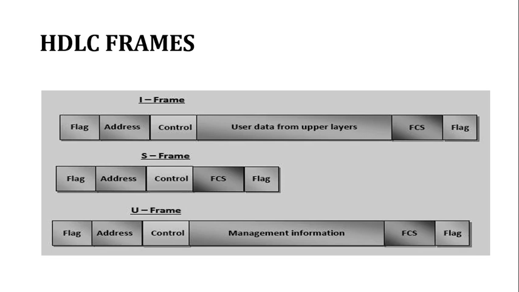Then for S frame: flag field, address field, control field, FCS, and flag. So these are the fields for S frame. And for U frame: flag field, address field, control and management information, then FCS, then flag. So these are the fields for U frame.